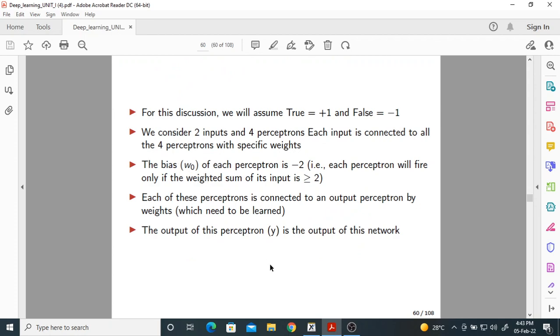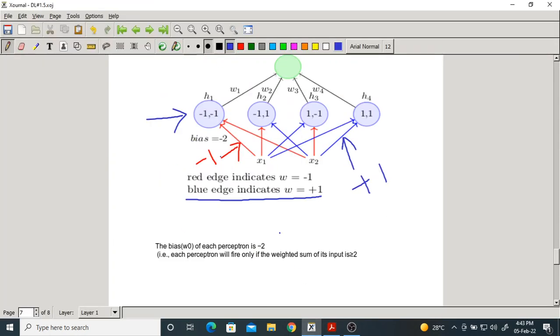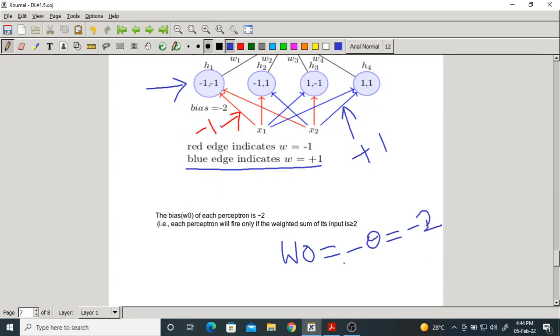The bias. So what is the bias? W0 of each perceptron is -2. Bias is -2. So W0 equals minus theta, that equals -2. What is theta equal to? 2.